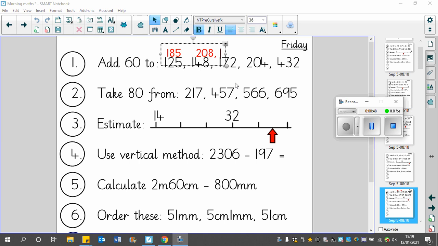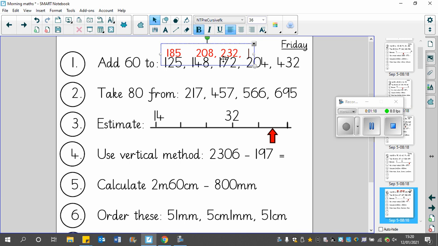Moving on to the next one, 172. Well, let's think. Let's add multiples of 10. So 172, add 10, you get 182. Another 10, you get 192. Then 202, 212, 222, 232. So the answer would be 230 if there were no ones involved, but there are, so therefore the answer is 232. Hope you got that one right.